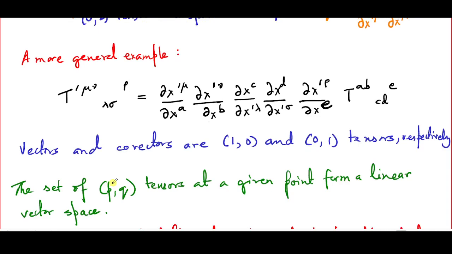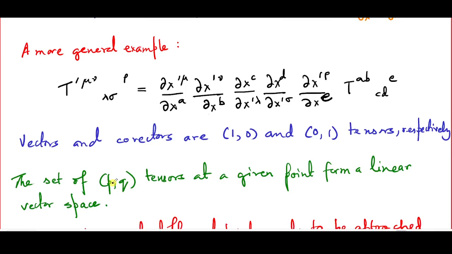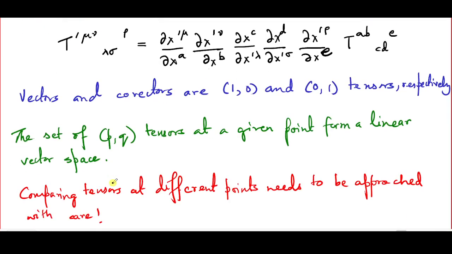Now, the problem is, if you take tensors at different points and try to compare them, then you run into trouble, simply because adding or subtracting tensors at different points will not give you a tensorial object. When you transform your coordinates, tensors at different points, even tensors of the same rank at two different points, will transform with different coefficients. So the difference will not really give you something meaningful.